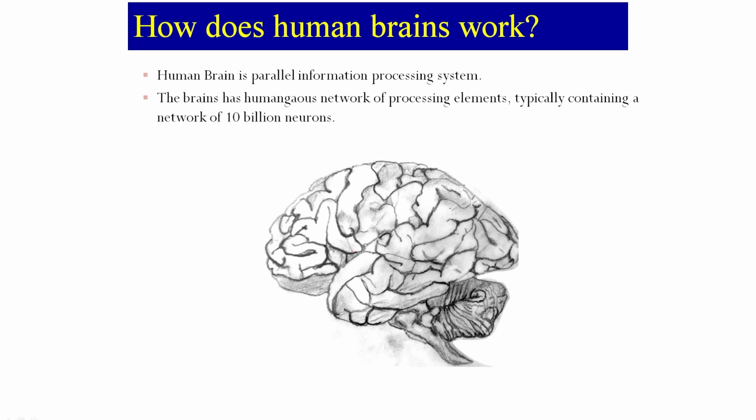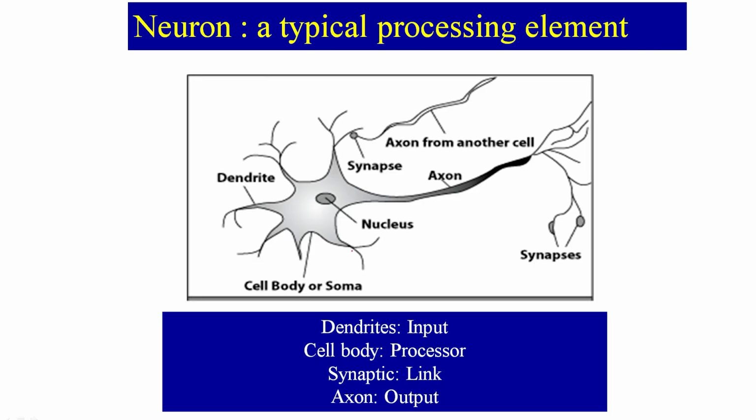Now, what is a typical neuron? The typical neuron, which is the processing element in the brain, has dendrites. You see here, dendrites are like tendrils coming out from the cell. They are the inputs, actually they are sensors, by the way. Then you have a cell body which contains a nucleus, and that acts as a processor. After it has processed, it needs the ability to send the output, and that is done by the axon.